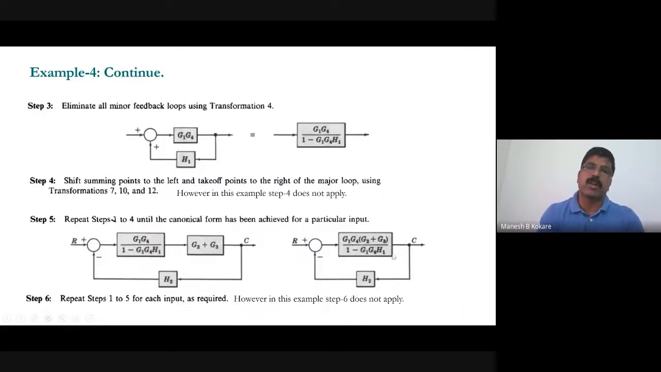So this is the canonical form. But you can reduce that one into a single block, and you can find out C(s) by R(s) equal to what? This G, you can consider this entire thing as G and this as H. So G divided by 1 plus G into H means this transfer function divided by 1 plus this into this, right? And then if you simplify it, you will get the value of the overall transfer function.